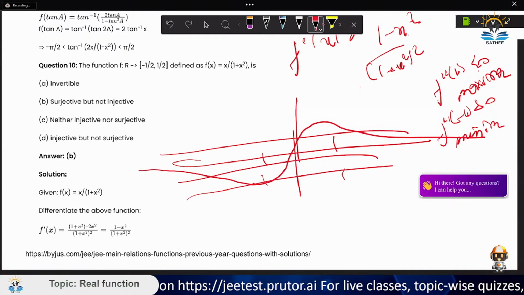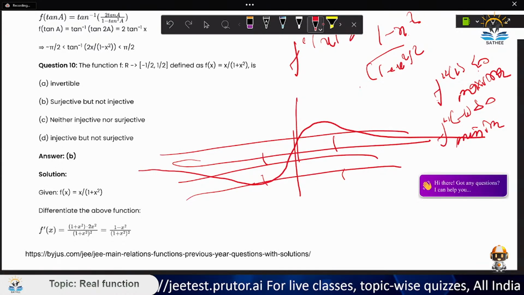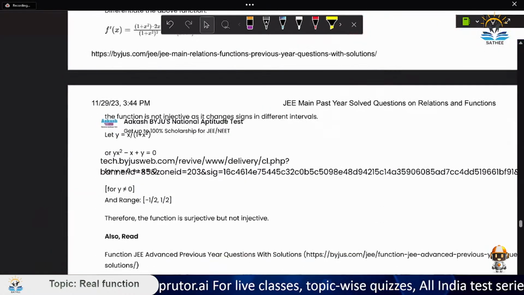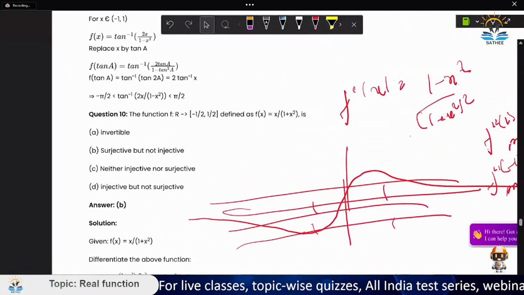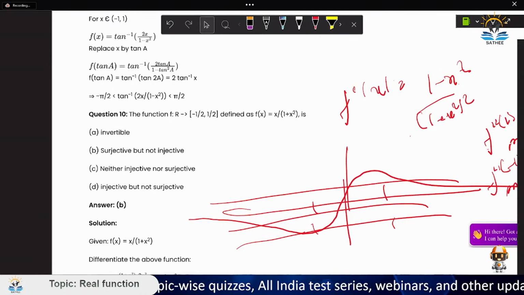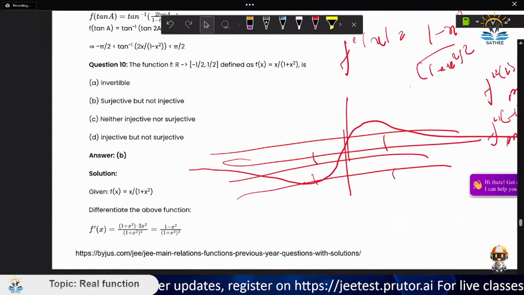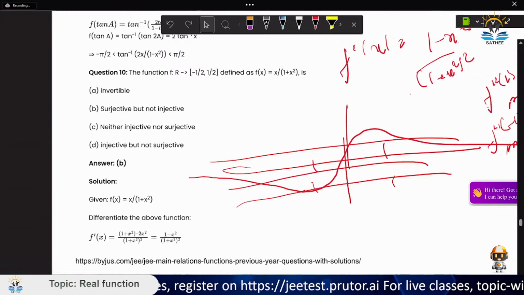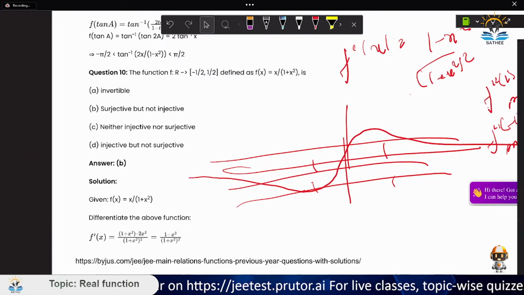Okay. So it is not passing the horizontal line test. So the horizontal line test it's not passing, so it's not injective. It is non-injective. Just a minute. So it is not surjective. I think that it is surjective. They have mentioned it as the right answer, but it is not surjective because it is not passing the horizontal line test, right?